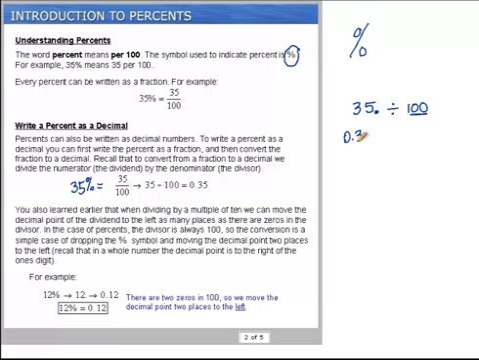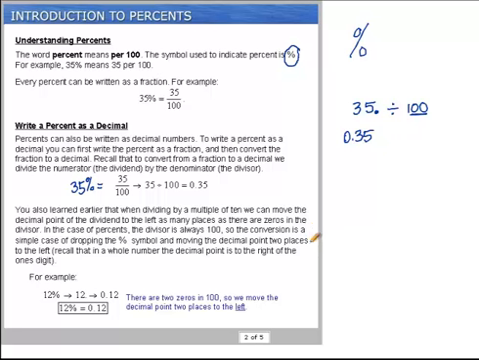You also learned earlier that when dividing by a multiple of 10, we can move the decimal point of the dividend to the left as many places as there are zeros in the divisor. In the case of the percent, the divisor is always 100, so the conversion is a simple case of dropping the percent symbol and moving the decimal point 2 places to the left.